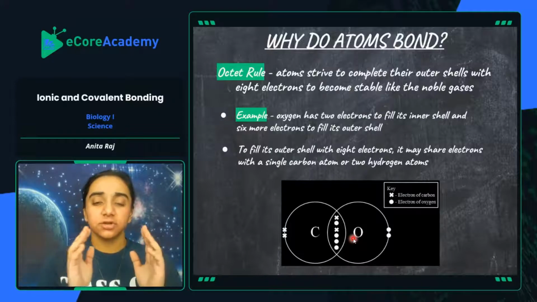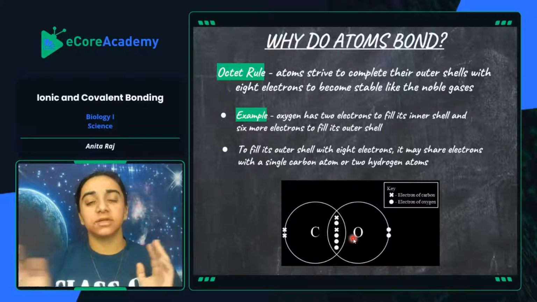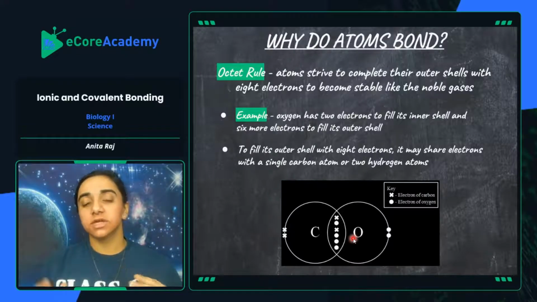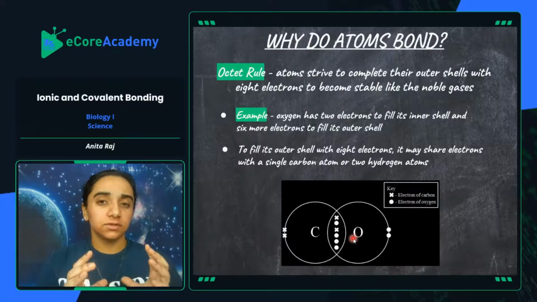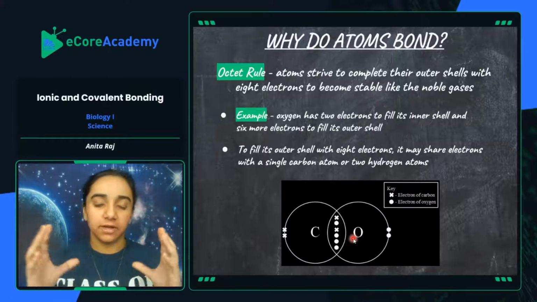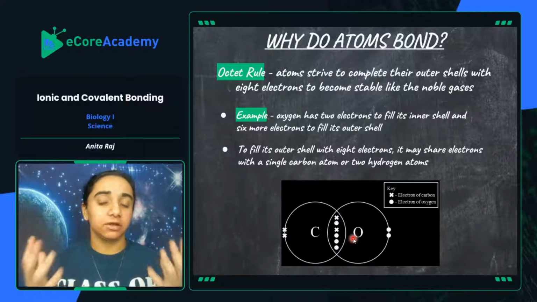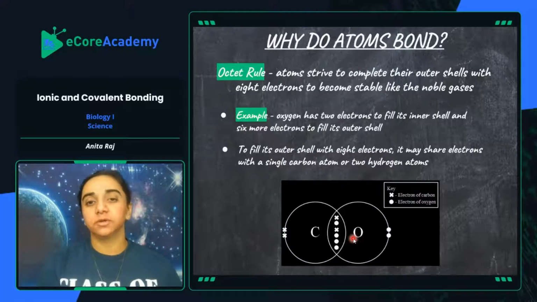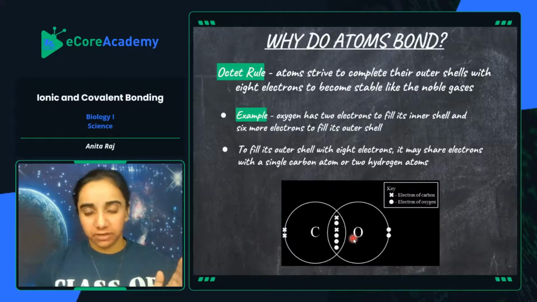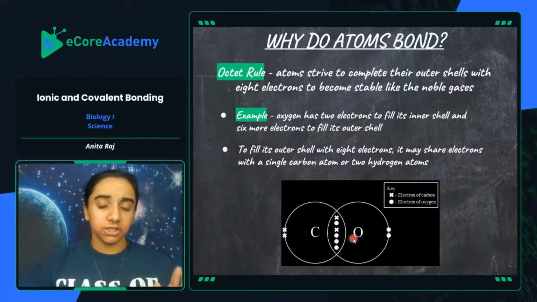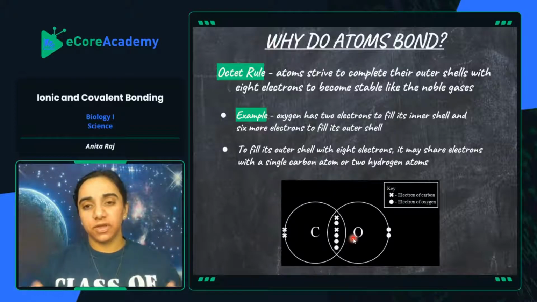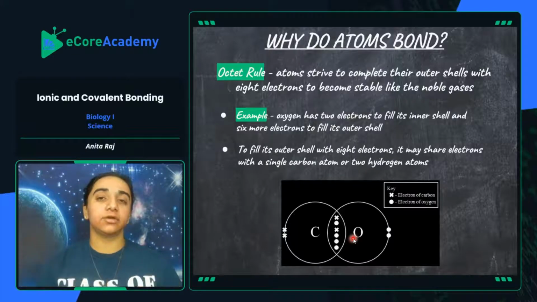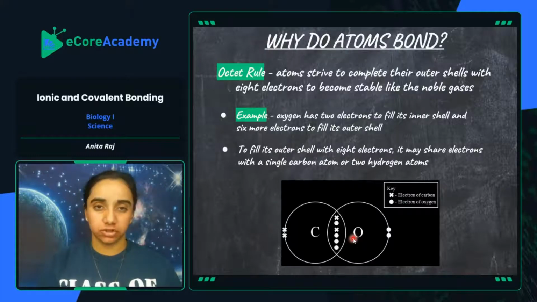So each shell is like an energy level, and each energy level has sub-levels. The one closest to the nucleus would be energy level 1, and then as you move outward, you're just adding 1. That's called a quantum number. So each energy level has its own quantum number. The amount of energy levels per atom will differ depending on the periodic table, but no matter what, atoms are always trying to complete that outermost energy level with 8 electrons.